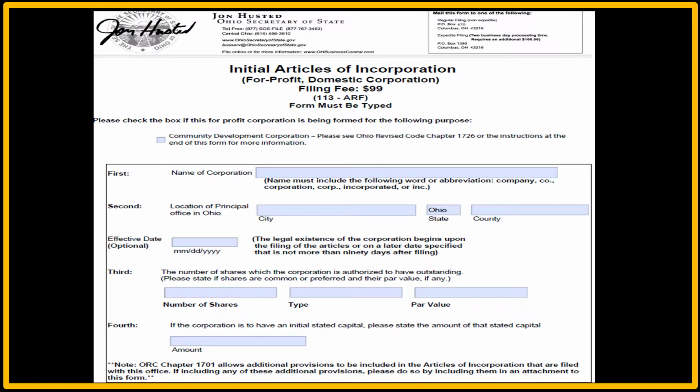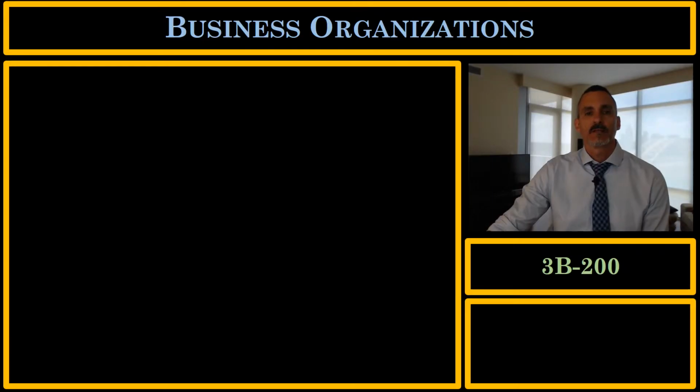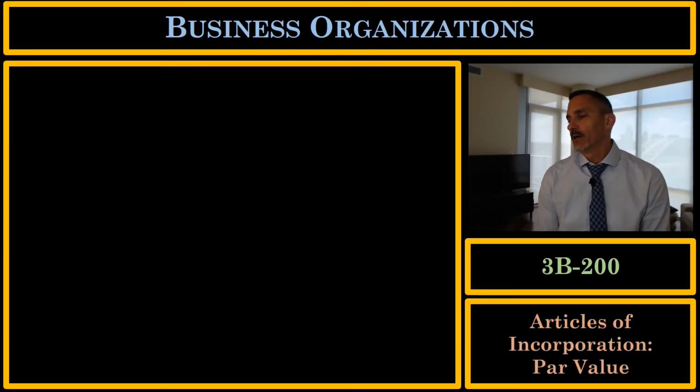Let's look at the next topic. And for this, we're going to continue looking at the form for the Ohio Articles of Incorporation. Look, you can put par value of the stock, par value of the shares. What does that mean? Well, let's talk about that in a little bit more detail. Let's talk about par value.